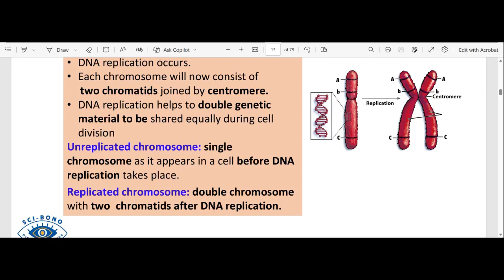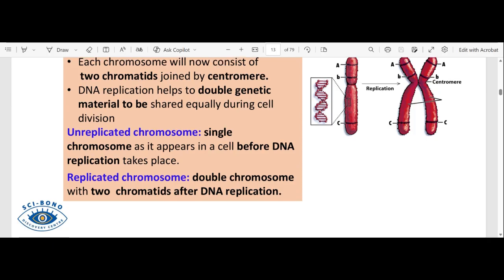Next point, DNA replication helps to double genetic material to be shared equally during each division. So it doubles genetic material so that it can be shared equally during cell division, so that each of the cells at the end of meiosis have equal genetic material. I hope that makes sense. Because if DNA replication did not happen, then those gametes at the end of meiosis wouldn't have equal genetic material.